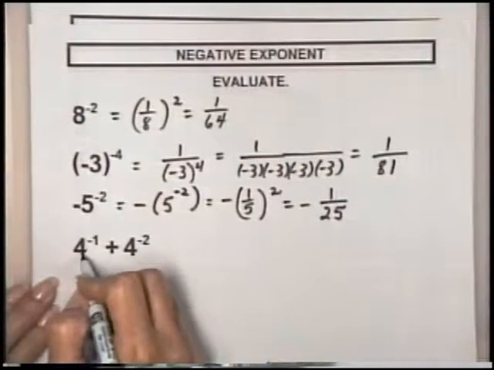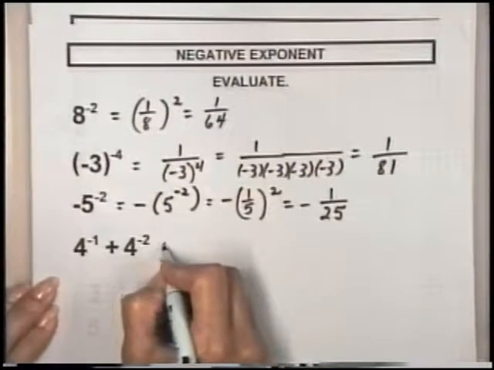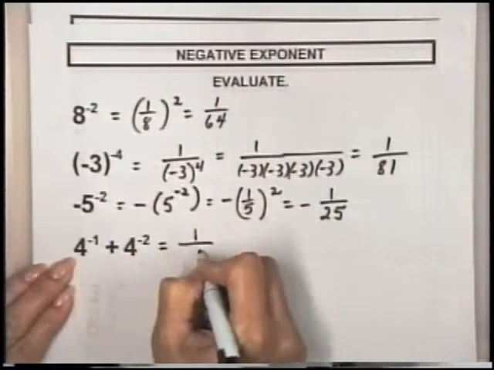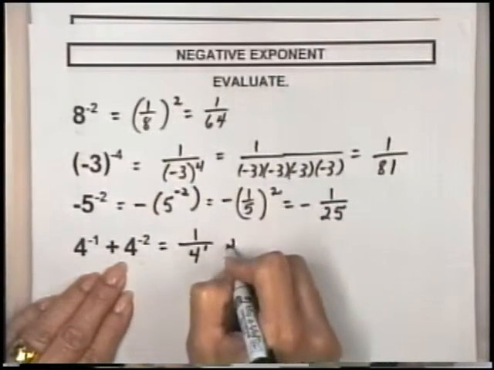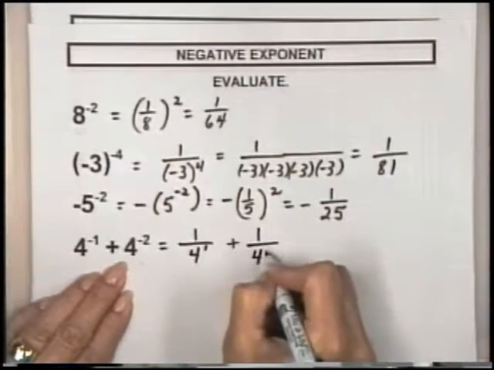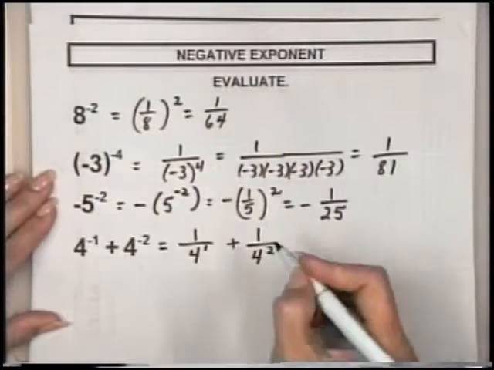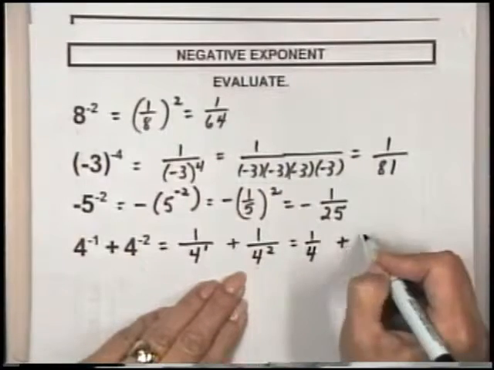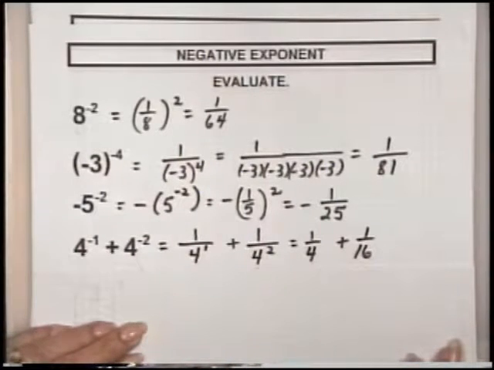All right, for this problem, I have separate terms, don't I? I have 4 to the negative first power plus 4 to the negative second power. For 4 to the negative first power, let's say that is equal to 1 over 4 to the positive first power. If you would prefer, you can use that reciprocal rule. For 4 to the negative second power, let's say that's equal to 1 over 4 to the positive 2 power. Once again, if you prefer to use the reciprocal rule, do so. What I have here is 1/4 plus 1/16. I get a 16 when I square that 4.